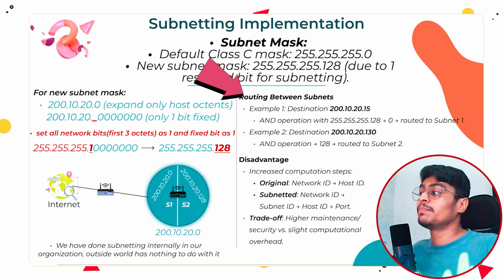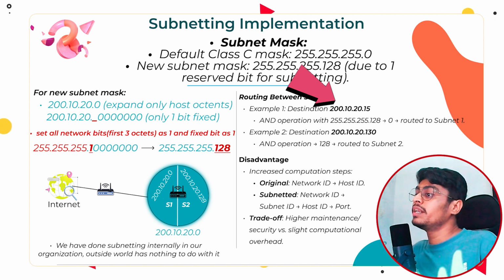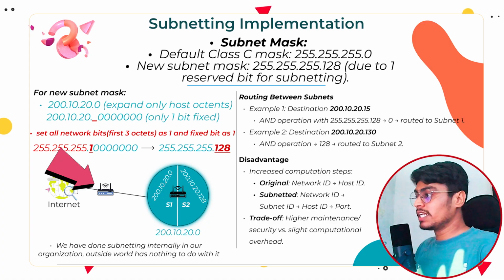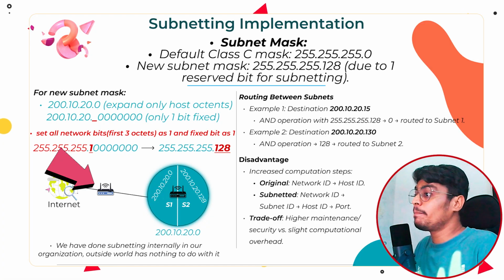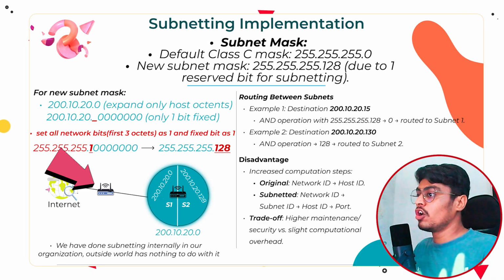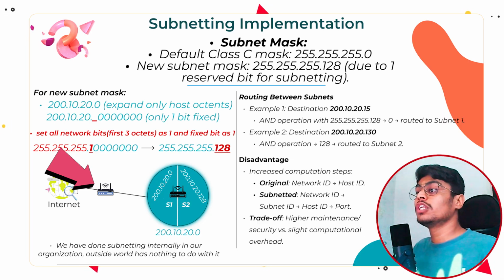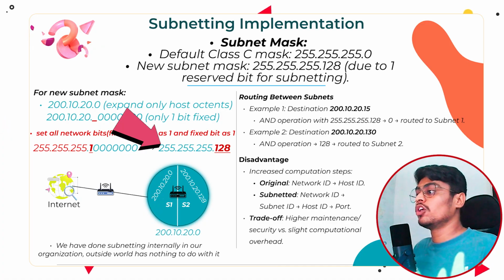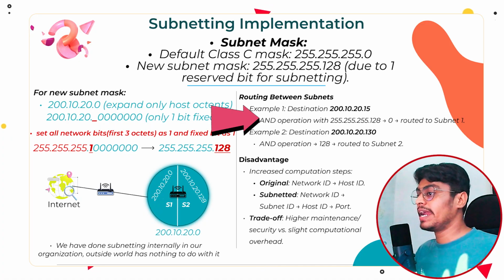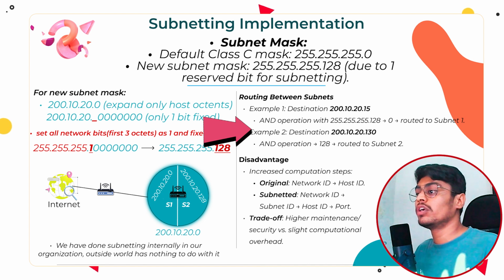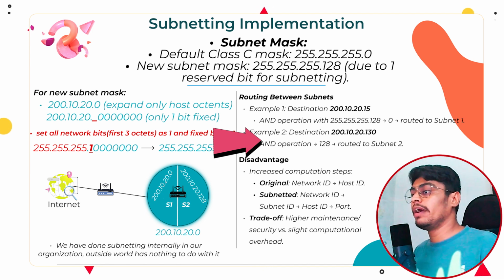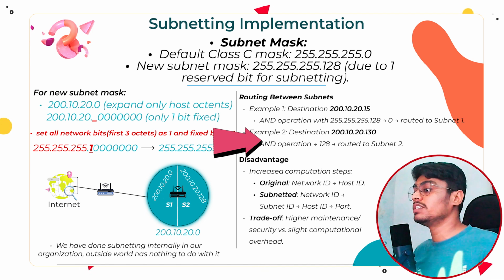Now, routing between subnets. From the outside world, when a packet arrives with the destination address 200.10.20.15, the router uses the subnet mask 255.255.255.128. When we perform the AND operation between 15 and 128, we get 0, which indicates subnet 1. If the destination is 200.10.20.130 and we perform the AND operation, it gives us 128, which indicates subnet 2.